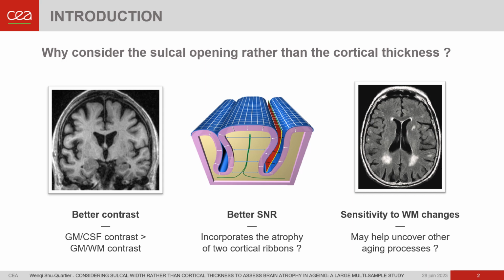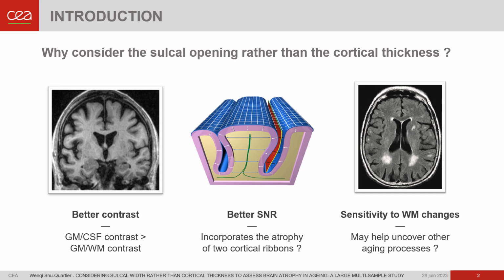Sulcal width, sulcal aperture, and sulcal opening are all synonyms for the same thing, the mean distance between the two walls of a sulcus. We had some intuitions about the advantages of considering sulcal width rather than cortical thickness, although no comparative study of both features exists yet in the literature.